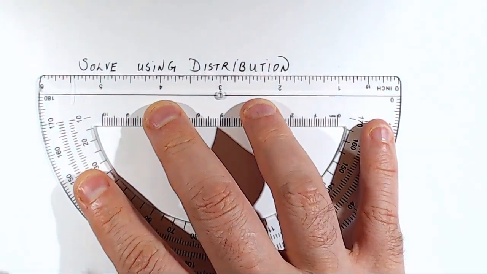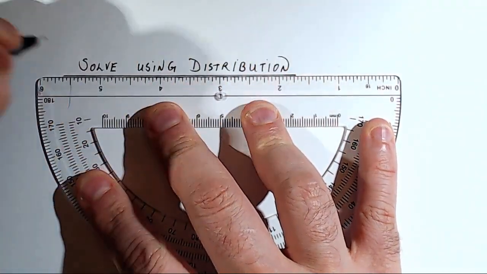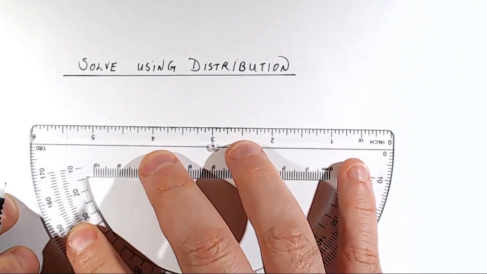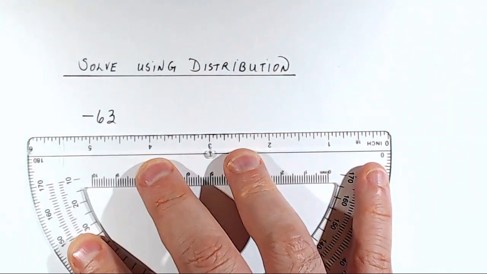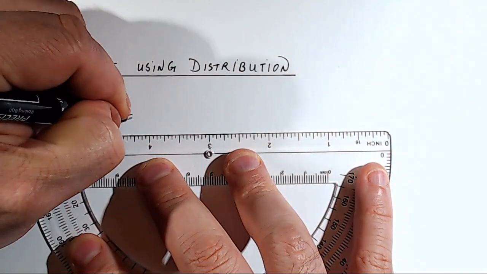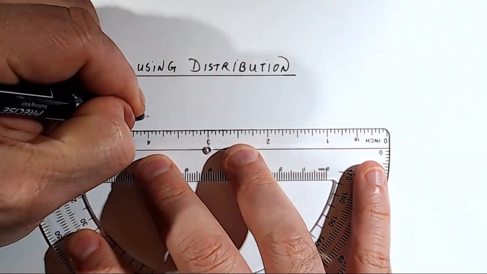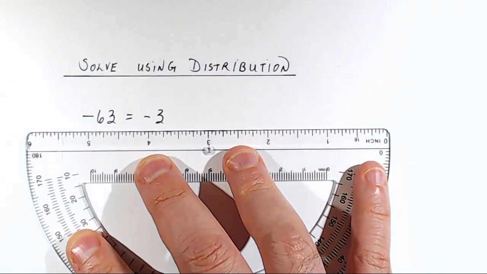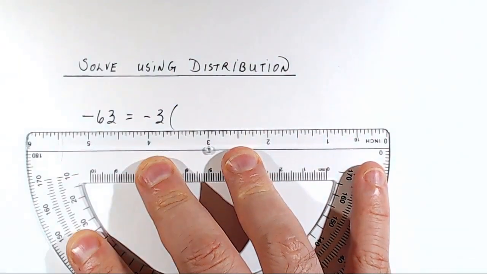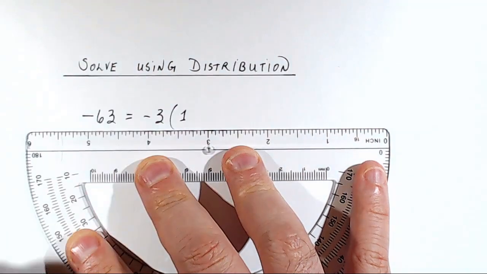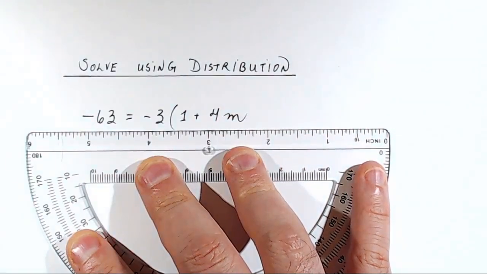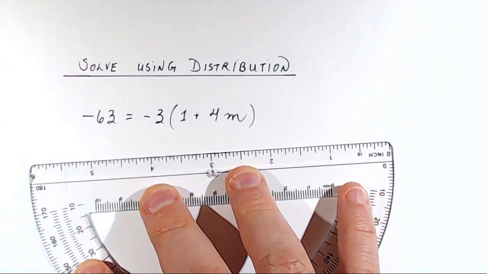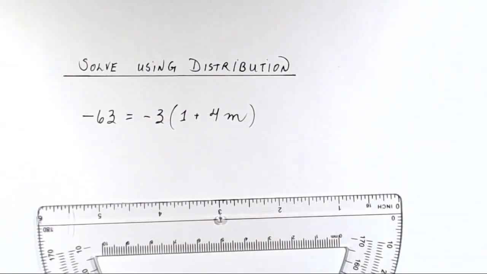Okay, so let's consider a problem. We are given that negative 63 is equal to negative 3, open parentheses, 1 plus 4m, close parentheses. Okay? So, what do we do?